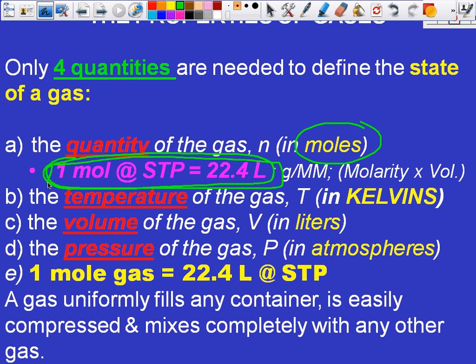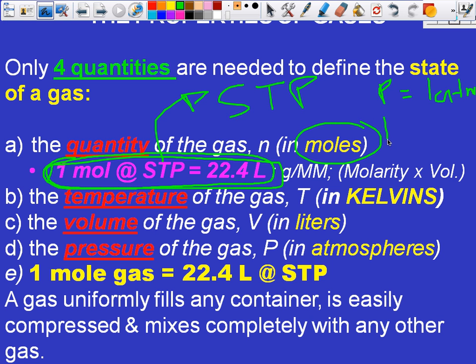Now, there's two things that we need to define. Number one is we need to talk about this concept called STP. I'm going to get to it a lot more in detail later, but if you want to go ahead and define it, what it stands for is standard temperature and pressure. Well, what does that mean? What is standard temperature and pressure? Well, the pressure, and again, this is something you really need to define, is 1 atm.